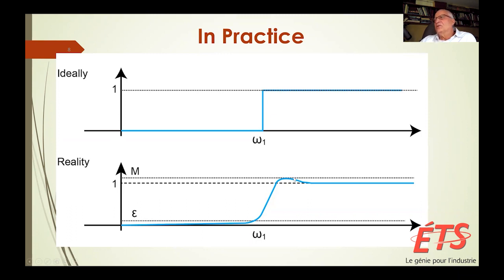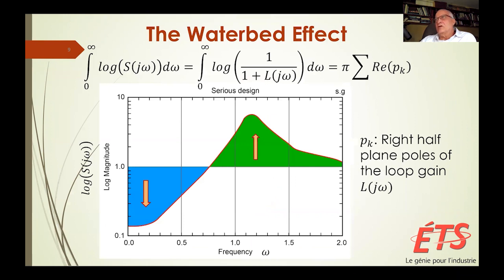Why is it important to limit the sensitivity at all frequencies? It is understood by this diagram, a log sensitivity integral. Normally, when you have 1 over 1 plus CP, when C's gain increases, then 1 over 1 plus CP decreases, and we get lower sensitivity.